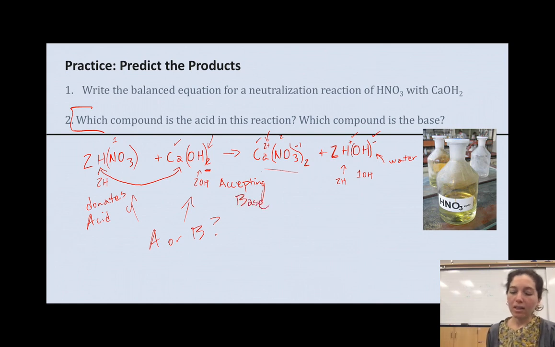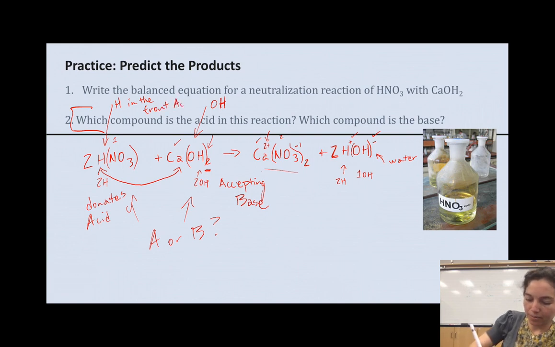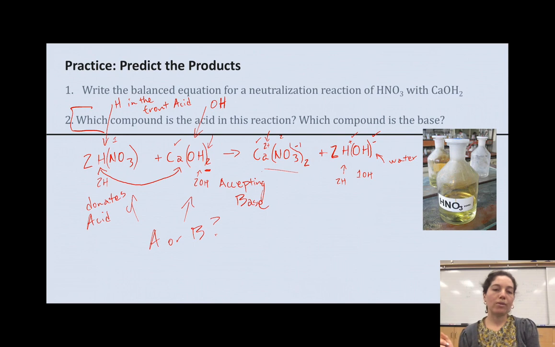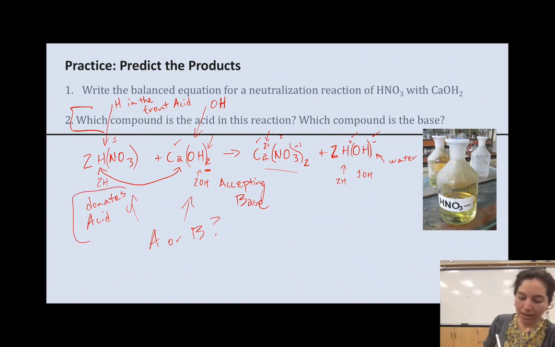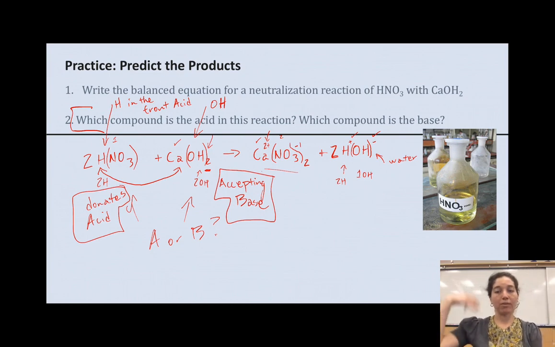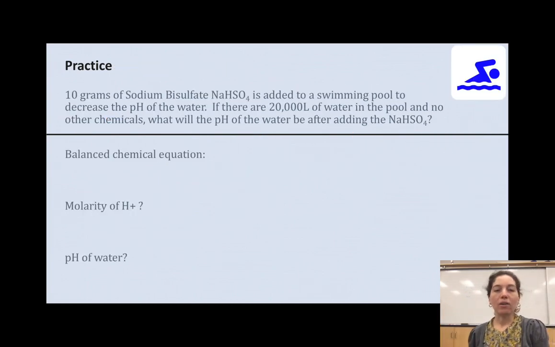Another good way to tell is that this has an OH in it, so it's probably a base. Again, that's not always true, but it happens to be for this one. For a lot of examples, if there's an OH in it, it's usually a base. And this one has a hydrogen in the front, so it is also probably an acid. Those are two different clues that we can use. But what definitively determines whether it's an acid or base is if it's donating the H+ or if it's accepting it. Now let's do some practice using our pH equation.